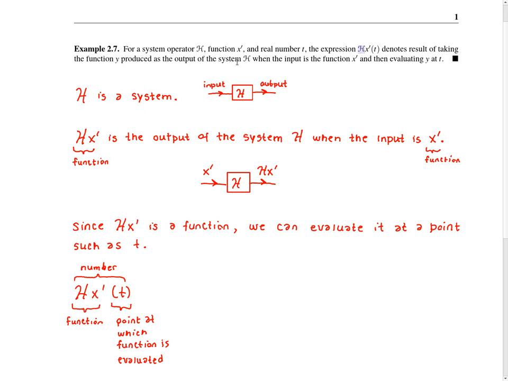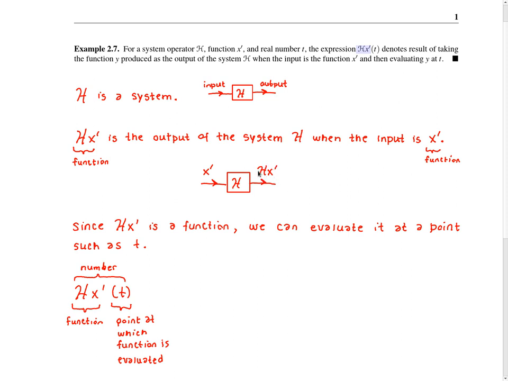So in terms of a picture, we have our system, which is denoted by the operator h, with some input and some output. Then if we look at hx prime, this part of the expression, hx prime is simply the output of the system when the input to the system is the function x prime. So in terms of a picture, we have our system, which is denoted by the operator h. The input is the function x prime, and by definition, the output is just hx prime.